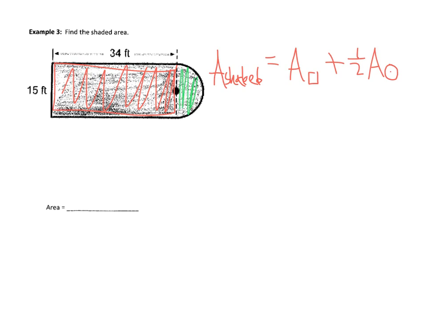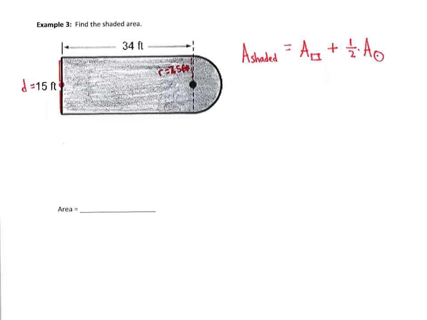So now figure out what the radius is. Excellent, that is correct. The radius is 7.5 feet. So we're going to now plug in our particular numbers. Sorry, not the particular numbers. We have to write down our equation first.